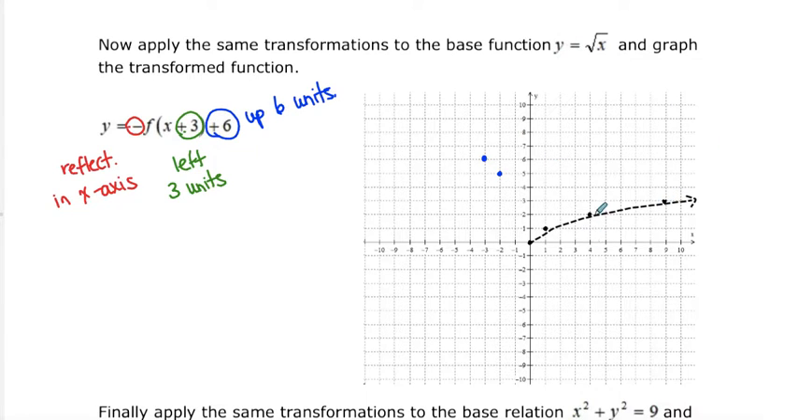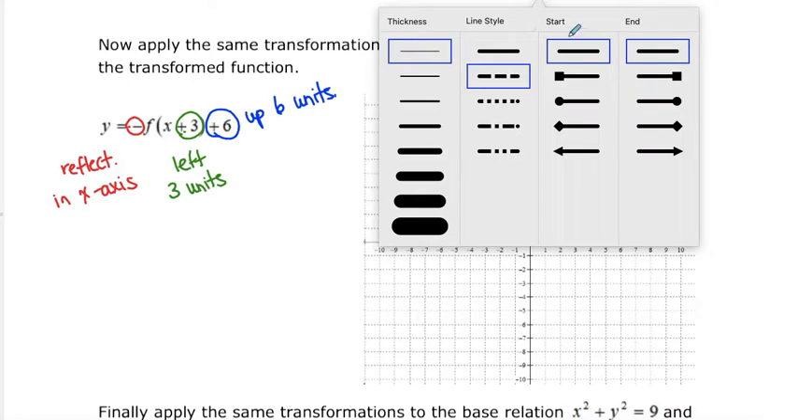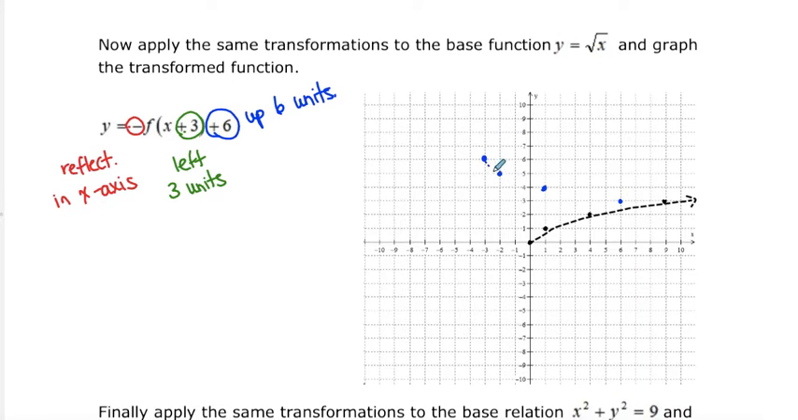Then I go ahead at 4, 2. That becomes 4, -2. I'm moving it 3 spots to the left, 6 spots up. And lastly, 9, 3 becomes 9, -3 when I reflect it. Move it 3 spots to the left, 6 units up. So there's my new points. And as I'm going to connect those now in a nice curved line, it should look like this.